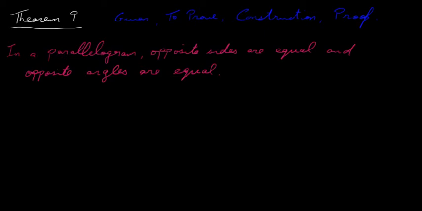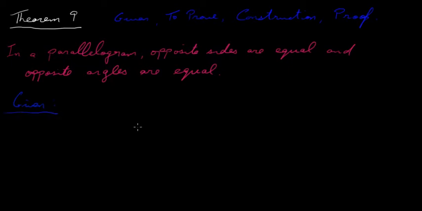Right, so in this video I'm going to look at theorem number 9, and I'm going to look at proving theorem number 9, which states that in a parallelogram opposite sides are equal and opposite angles are equal. Again, I'm going to use these four headings here: given, to prove, construction, and proof. So we'll start with what we're given.